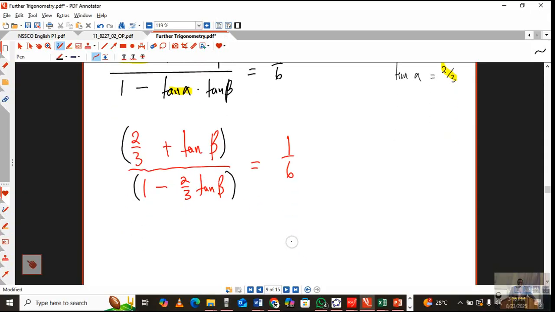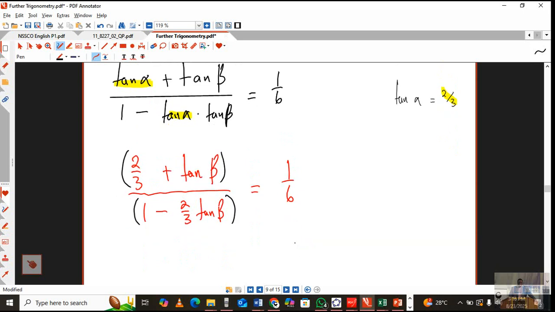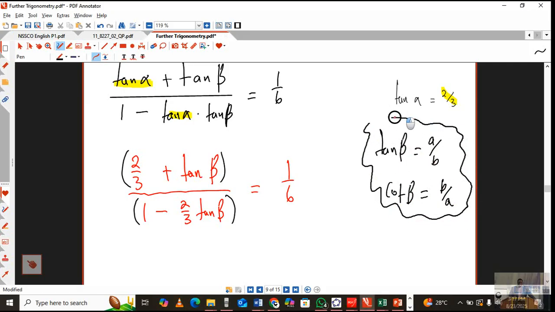Right, remember our objective here. We're going to calculate tan beta. Whatever that tan beta is, let's say tan beta is A over B, just as an example, then when we're going to find cot beta, it will be B over A. So it is very important that you understand that towards the end, whatever answer I get for tan beta, I'm going to take the inverse of that, because that is cotangent.